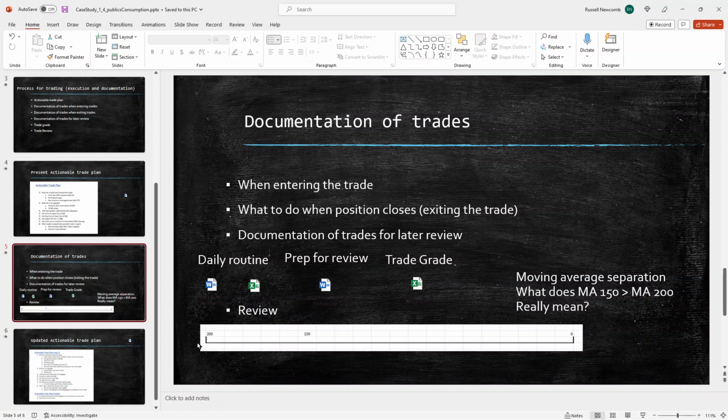The 200 MA is an equally weighted average across the entire year. The 150 MA is an evenly weighted average over 9 months of the year. The only difference between the 150 and the 200 is whether or not you include these 3 months.